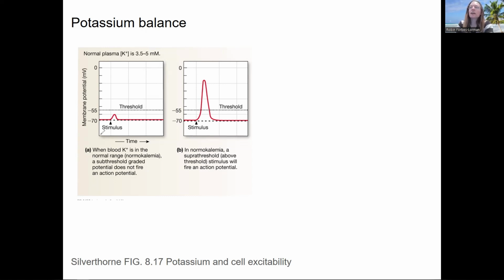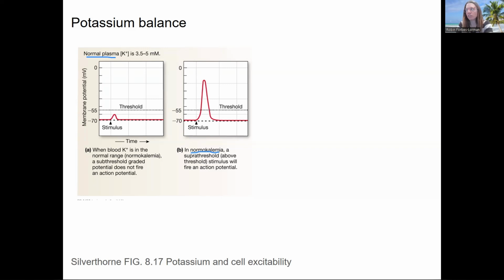So this is normal conditions with a stimulus that is below threshold. You would not have an action potential fire. It's not a strong enough stimulus. Whereas if you do have a large enough stimulus to meet threshold, you would have an action potential fire. That's what's happening on the right here. Normokalemia means normal potassium levels, right? So this is just saying a given stimulus is either strong enough to cause an action potential or not. We look at that action potential by crossing threshold, and then it's all or nothing for this action potential to occur.